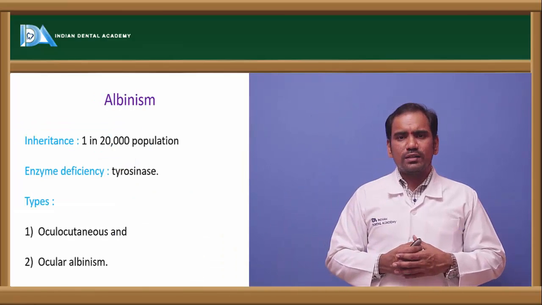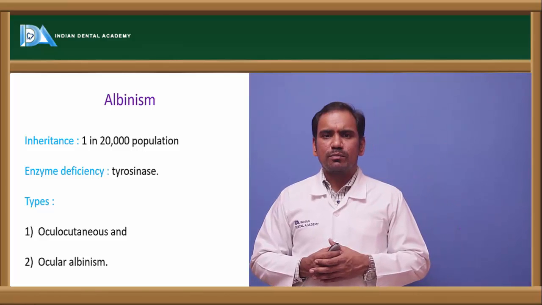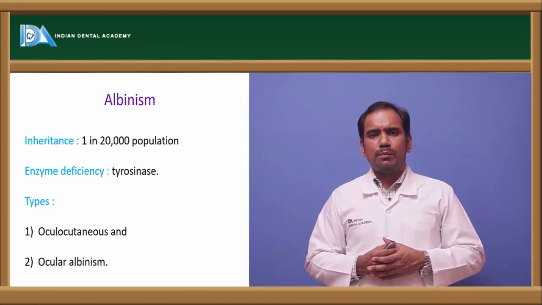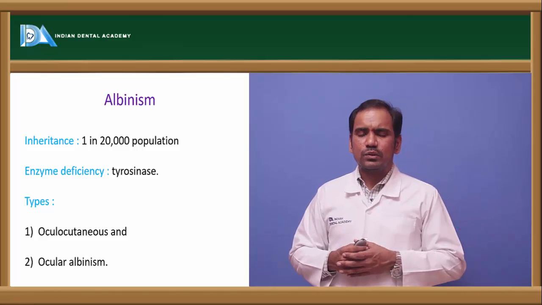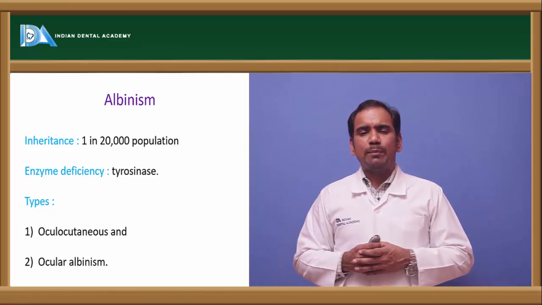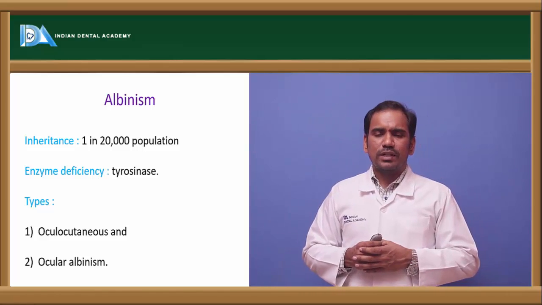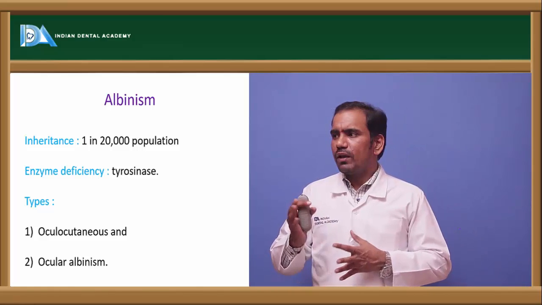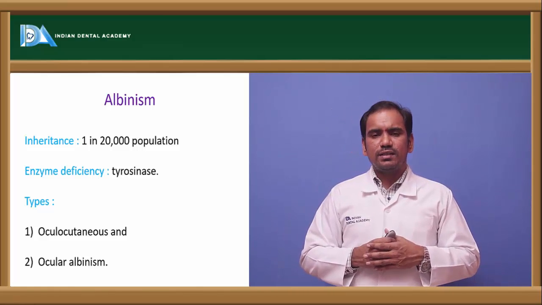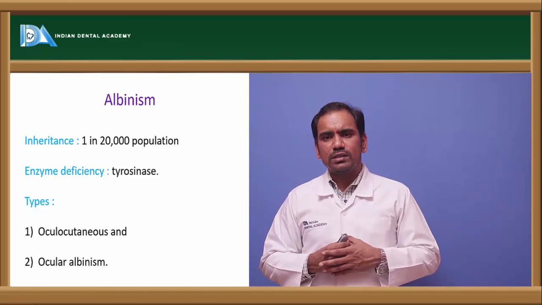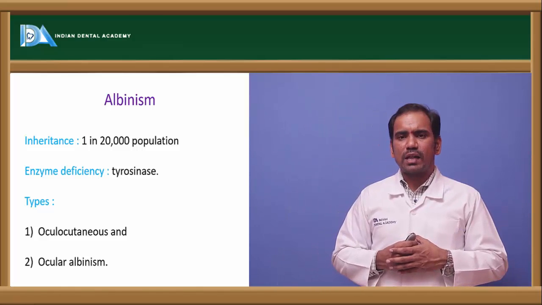So coming to another inborn error of amino acid metabolism, albinism. Albinos means white, colorless. Here there is hypopigmentation, so that's why we call it albinism. And what is the incidence? The incidence is 1 in 20,000 births for albinism.